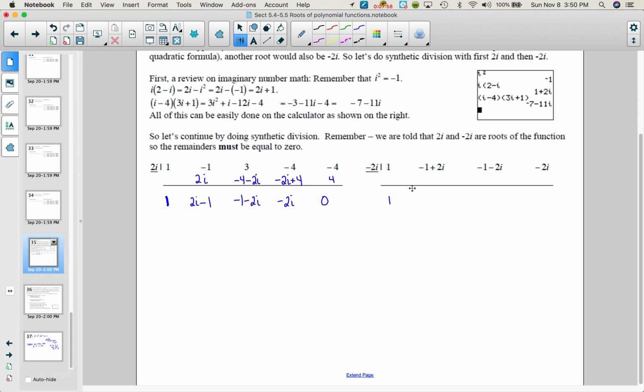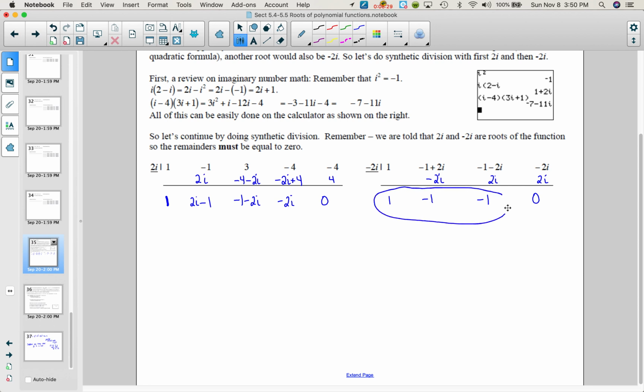Negative 2i times 1 is negative 2i. This one you're going to like. You'll see why in a minute. When you combine these cancel out, you have a negative 1. Negative 2i times negative 1 is a positive 2i. When you add like terms, these cancel out, you're left with negative 1. Negative 2i times negative 1 is positive 2i. And when you combine those, you get 0. And that's how you know you did it right. So this is our depressed polynomial.